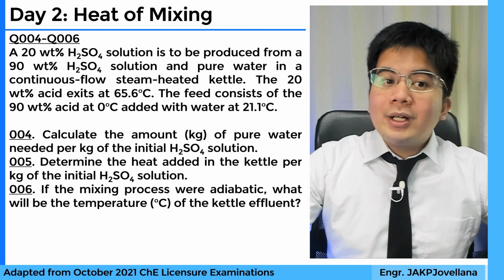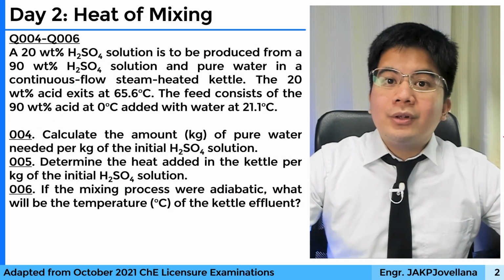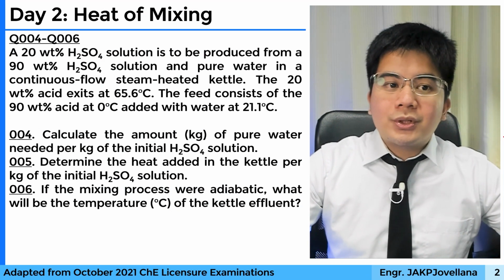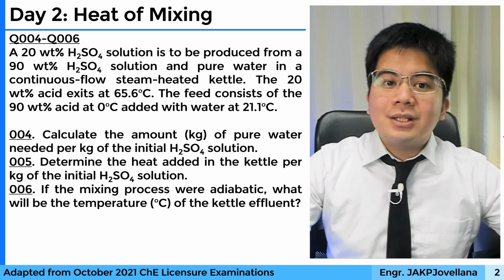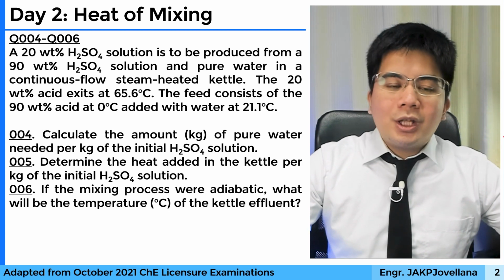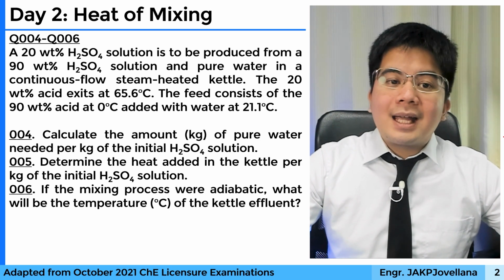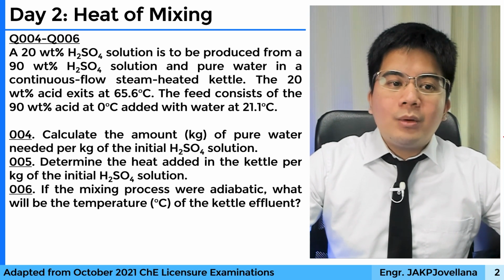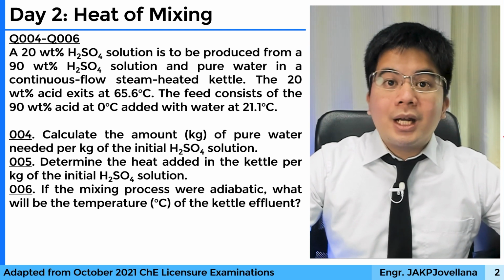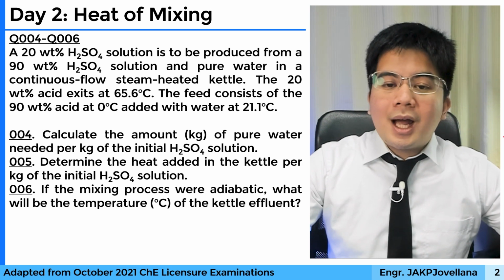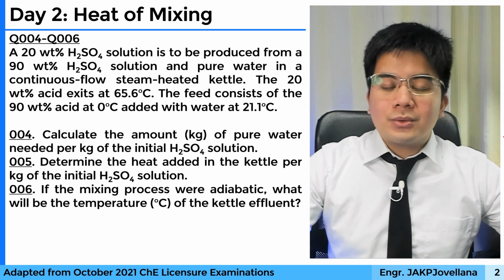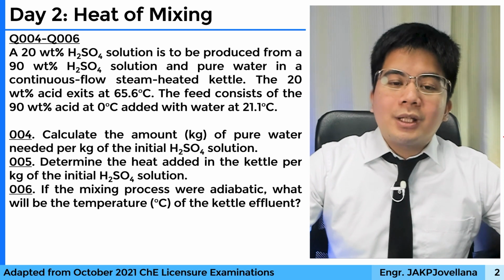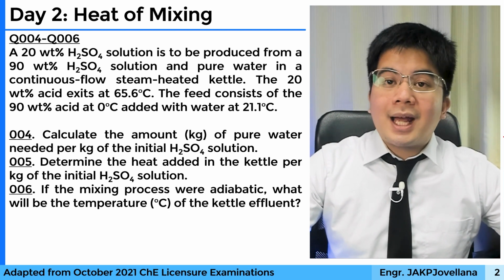Applications. So for our question, a 28% sulfuric acid solution is to be produced from a 98% sulfuric acid solution and pure water in a continuous flow steam-heated kettle. The 28% acid exits at 65.6 degrees Celsius, and the feed consists of the 98% acid fed at 0 degrees Celsius mixed with water at 21.1 degrees Celsius. Number 4, calculate the amount in kilograms of pure water needed per kilogram of the initial sulfuric acid solution.